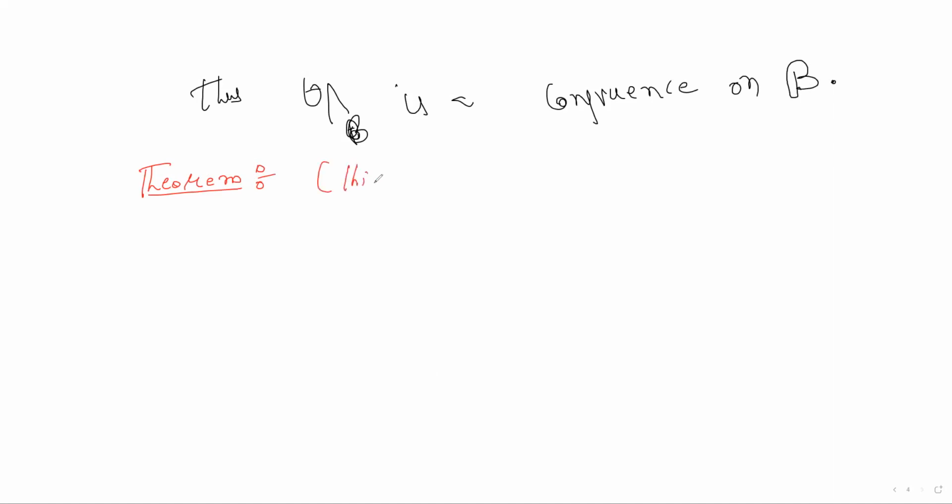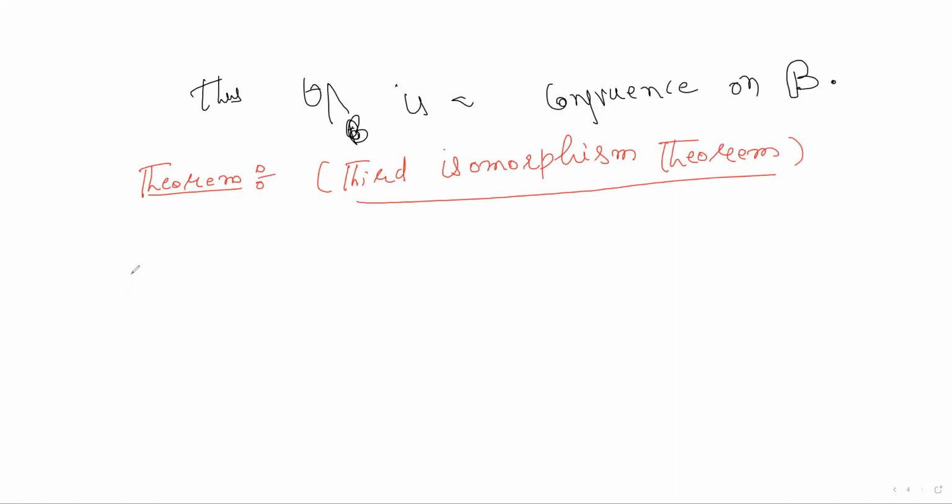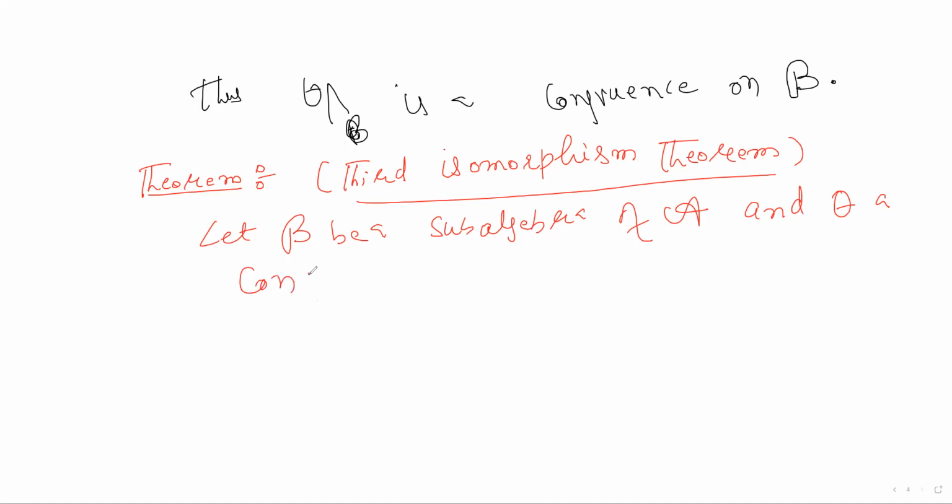Third isomorphism theorem. Let B be a subalgebra of A and theta a congruence on A, then B theta. We know that B theta is a subalgebra of A with universe B theta.